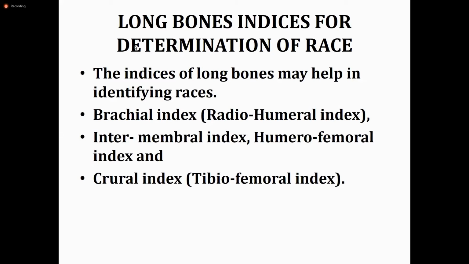Then the indices of the long bones may help in identification by means of the brachial index, which is also known as the radiohumeral index. We'll do this one by one. The intermembral index, or the humerofemoral index. The crural index, or the tibiofemoral index. All these are just a memorization of things, and you have to remember what the particular index is used for, to determine race or sex or whatever it is used for.